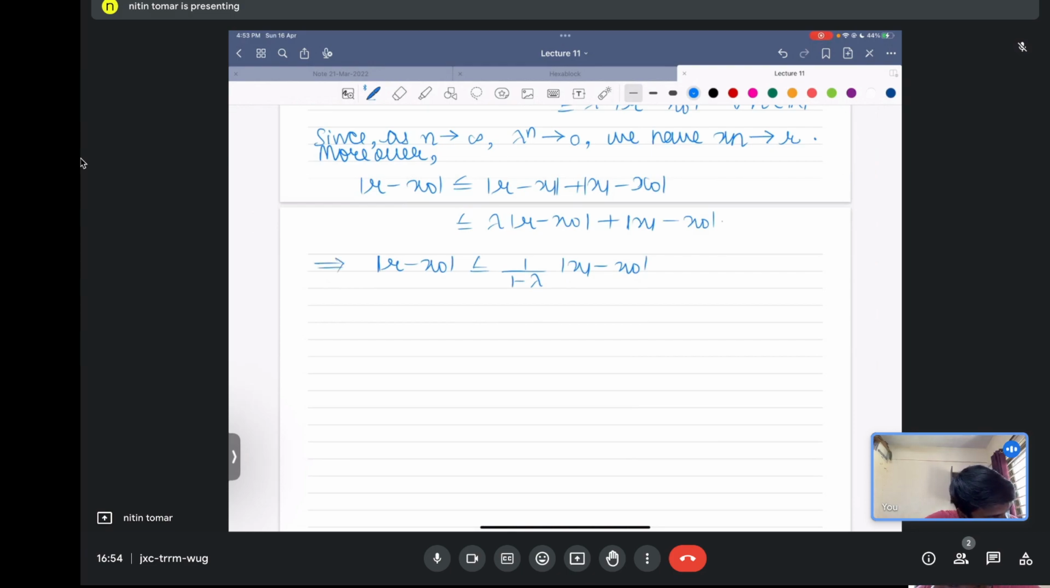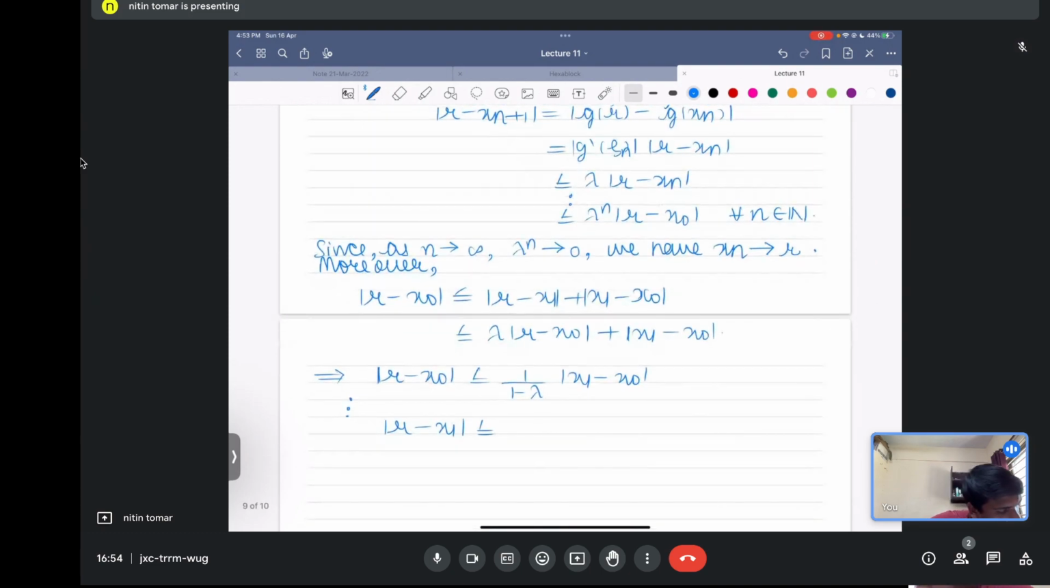Now if you do this inductively, you will get that, we have already proved r − x1 is λ times r − x0, oh sorry, r − xn is λ^n. Oh, it should be n plus 1 here, yeah. So it will be λ^n. Let's say this is 1.